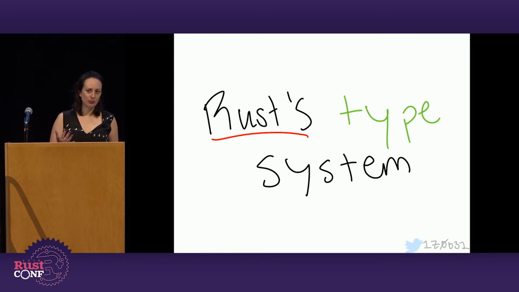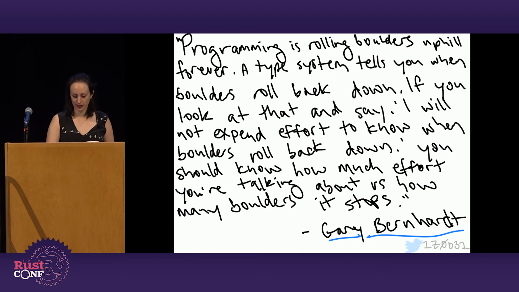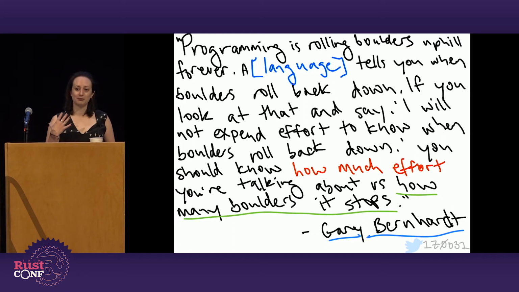When we write untyped languages, we can do that to some extent. We can anticipate that we probably shouldn't be adding an int to a string. However, it just is nice to have the compiler do that for us, which gets back to what Gary Bernhardt said here about how much effort you're talking about versus how many boulders it stops. You as a programmer can stop some by just thinking, knowing that you shouldn't add an int to a string. However, when your compiler does it, you get more or less 100%. Again, it depends on whether you have any types or things like that, but it moves you towards perfection.